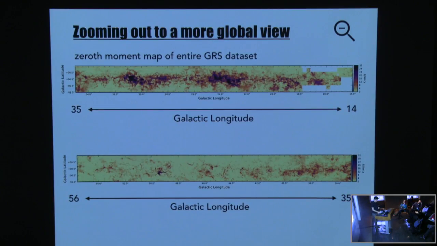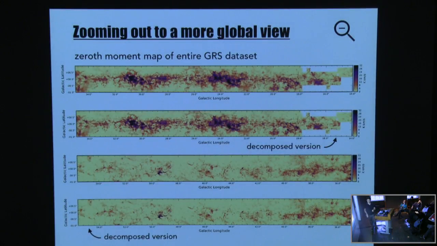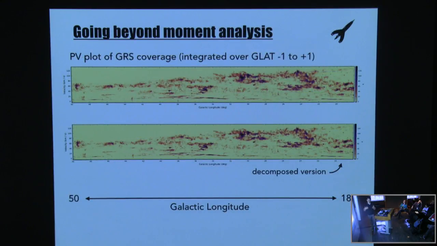And we actually ran GaussPy on the whole data set, and what you see here is the comparison of our decomposed version. And I would say we are really able to recreate this data set with our Gaussian components. This is also seen here in the position-velocity images, where you see that the decomposed version is, I would say, almost indistinguishable.